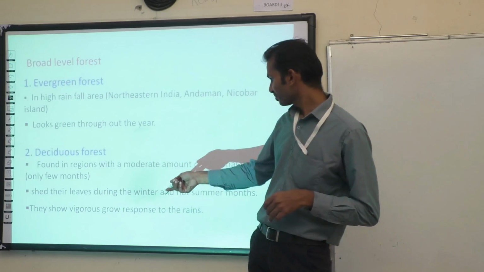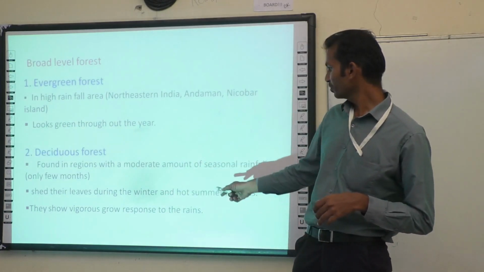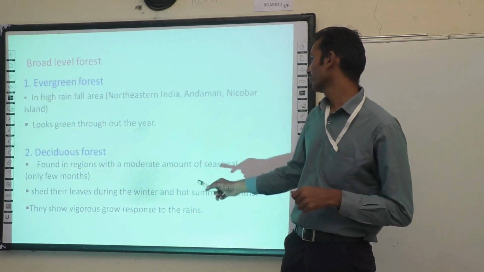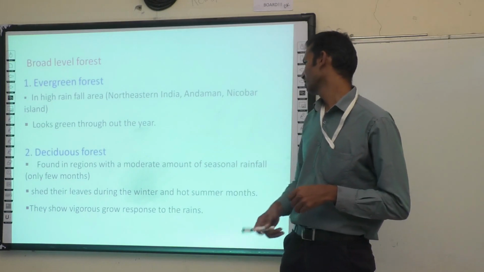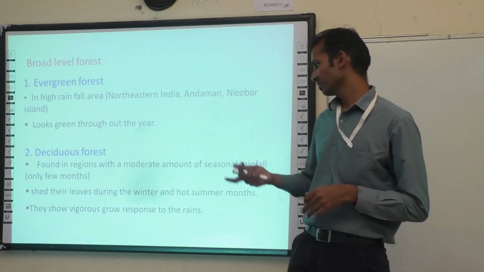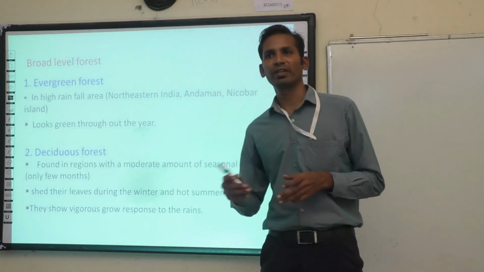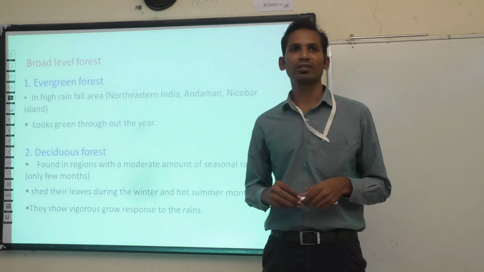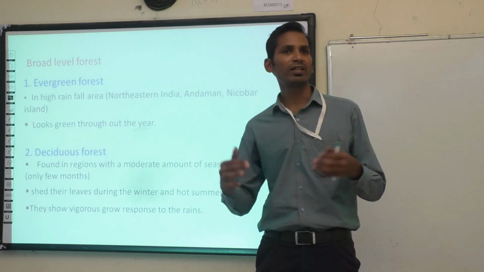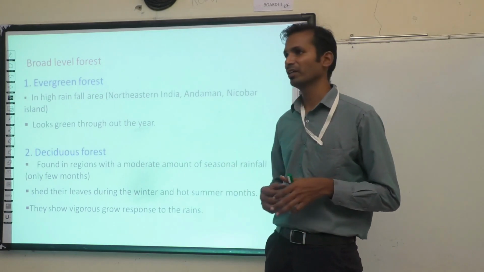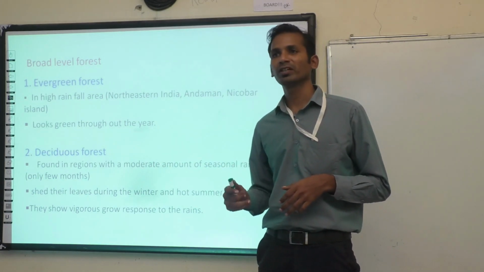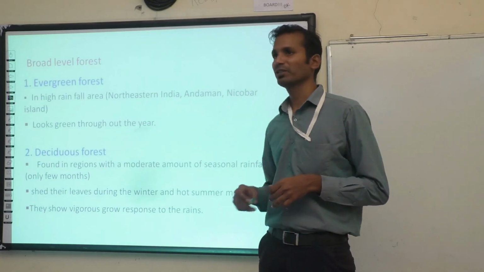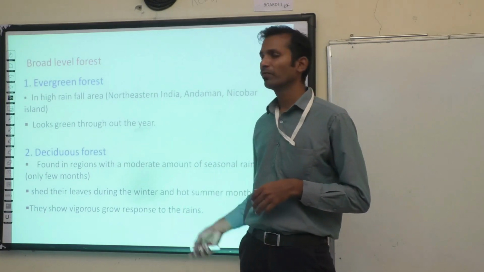Here two major extremes are formed: hot summer as well as winter. They grow vigorously in response to the rains. They will be very tall and the leaves will be broad. But during the hot summer season, they shed their leaves, whereas in the winter season they will be very green, like oak and silver oak. These are the plants found in deciduous forests.